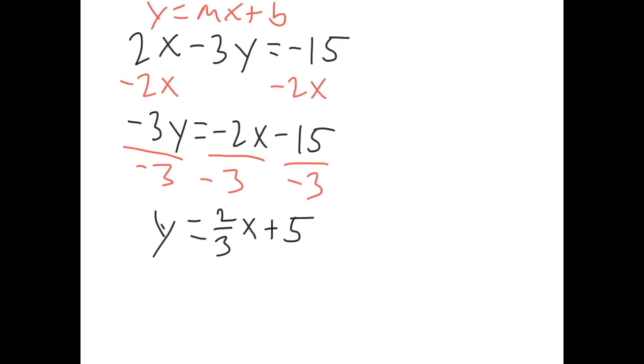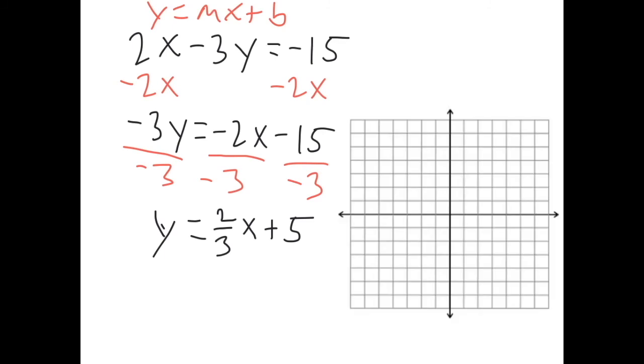Then we graph it. So remember, first we plot the y-intercept, which is 5. Then we go up 2 and over 3, because the slope is 2 over 3. So up 2 and to the right 3, and plot a point right there. Then connect the points with a line, making sure to put arrows on, and we have our line. So that's how you do this.